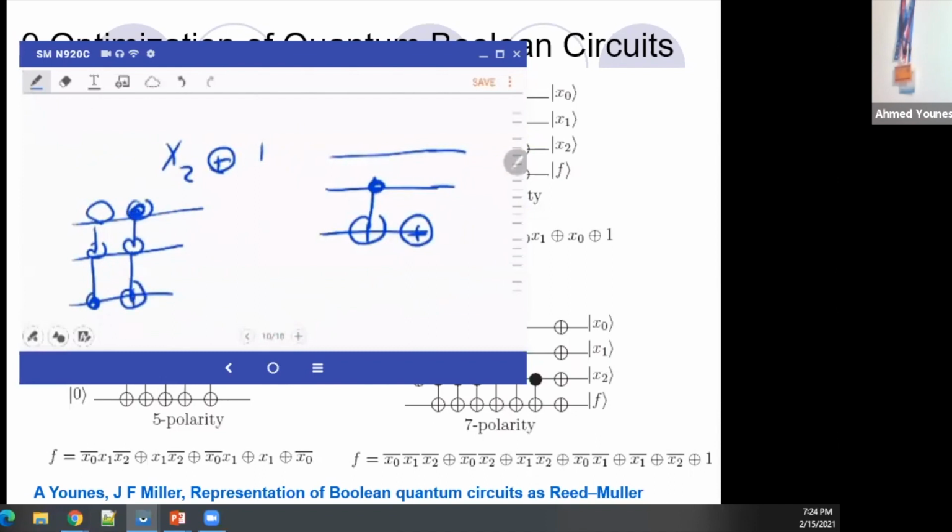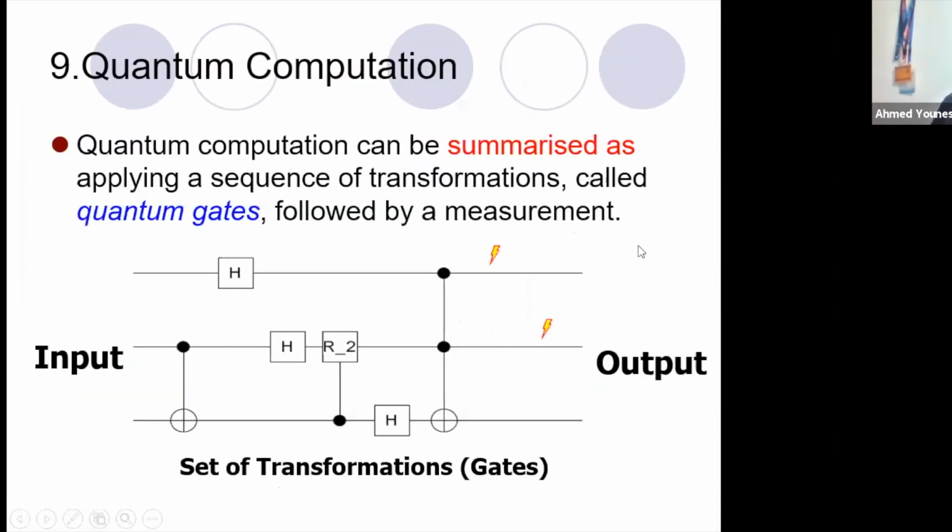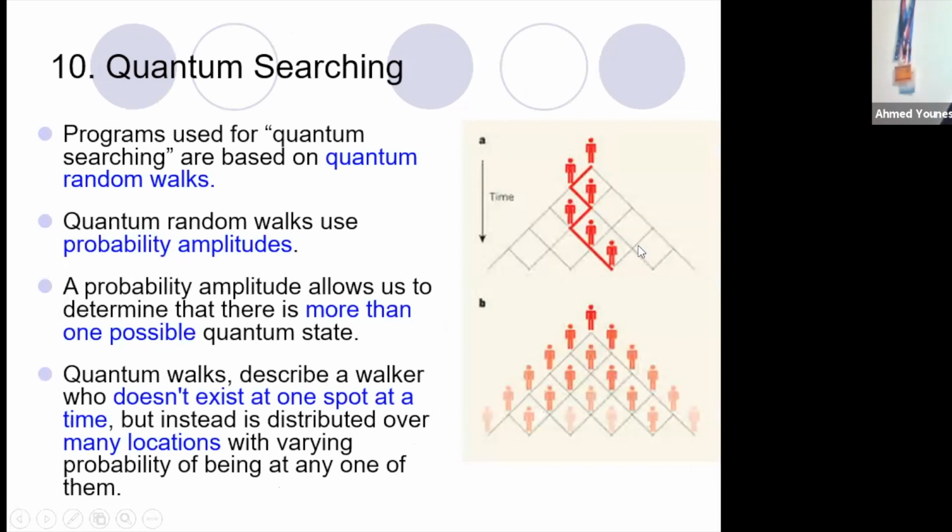So the quantum cost of this circuit is 10. The quantum cost of this circuit is 2. So you optimize without any background in quantum computing. It is just logic. So it was very interesting, this work actually. Okay, let me go on because we are running out of time, I think.